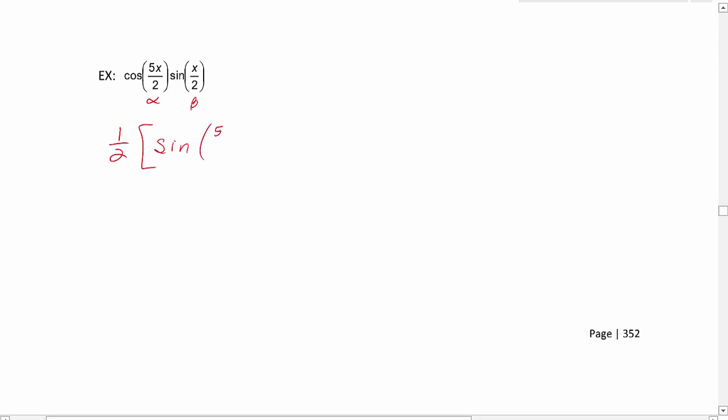sine of 5x over 2 plus x over 2 minus sine of 5x over 2 minus x over 2. And we'll clean up.